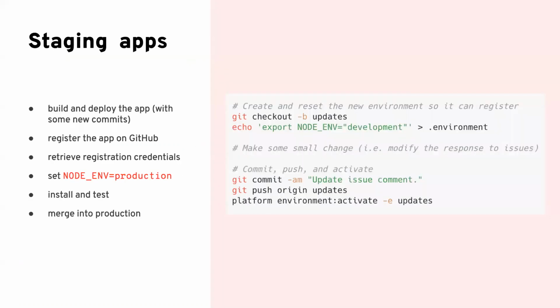So we're going to branch and build and deploy this updated branch and register it separately on GitHub. Since every environment is wholly isolated, we're going to retrieve new registration credentials from GitHub to register a separate app, just like we did on our master branch. So we're going to create the branch and temporarily reset node-env to development so that we can go through the registration again on that branch and then make the changes that we want.